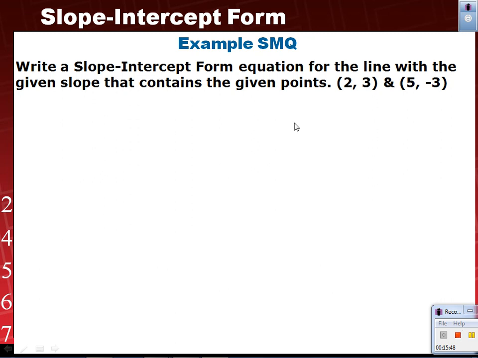At the top left, it says, example super mega cube. It reads, write a slope-intercept form equation for the line with the given slope that contains the given points. 2, 3, and 5, negative 3. Copy that. I'll give you 40 seconds.